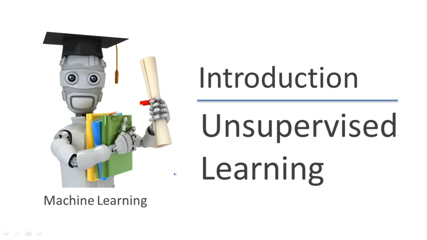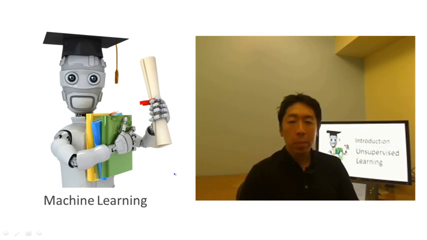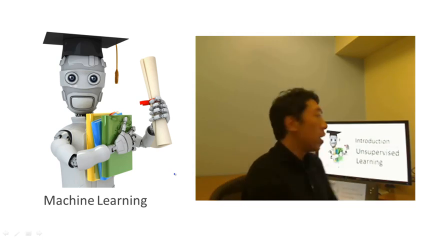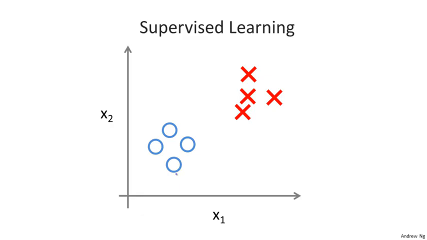In this video, we'll talk about the second major type of machine learning problem called unsupervised learning. In the last video, we talked about supervised learning. Back then, we got datasets that looked like this, where each example was labeled either as a positive or a negative example, whether it was a benign or a malignant tumor.